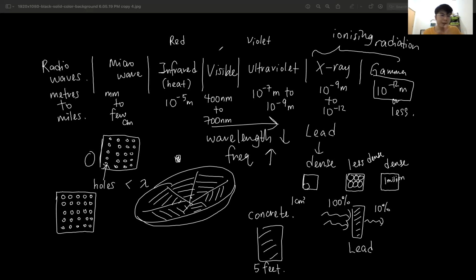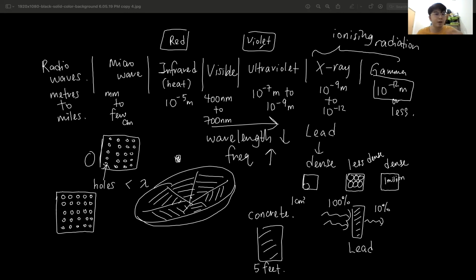Look at the visible light spectrum. Violet has the smallest wavelength, right? Violet has the smallest wavelength and red has the largest wavelength. Beyond violet is ultraviolet, which we cannot see. So the smallest that you can see is the violet. In other words, the smallest object that we can see is the wavelength of the violet.